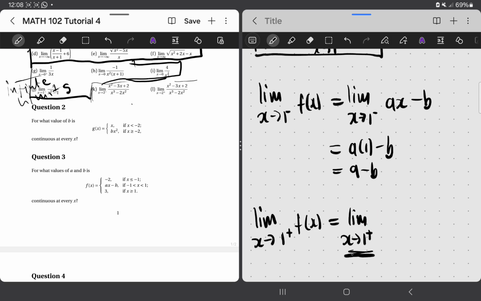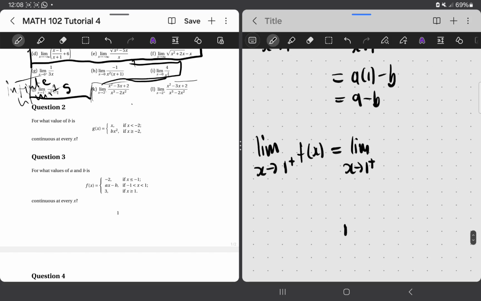We are now coming from bigger than 1 because we are coming from the right of 1. Here's our number line, right? We have 0 and we have 1. We're coming from the right of 1, which means we are bigger than 1, okay? If we are bigger than 1, then we are going to take this. Our f of x will be 3. So it's going to be the limit of 3, and the limit of a number is just the number itself. So it's going to be 3.